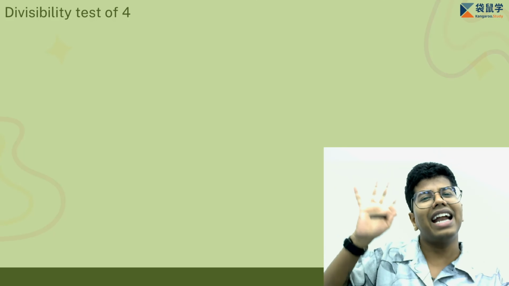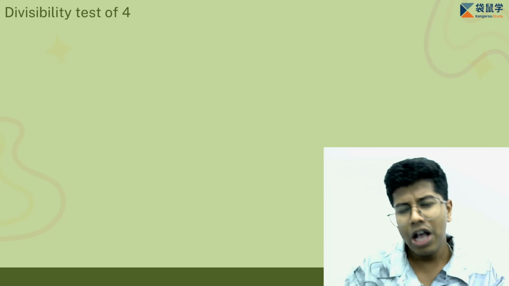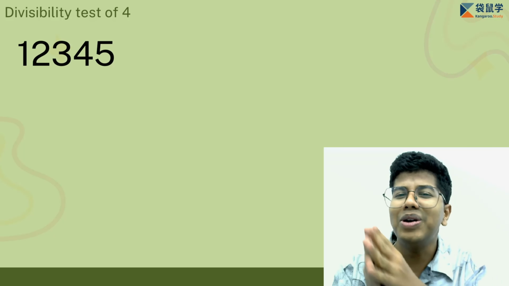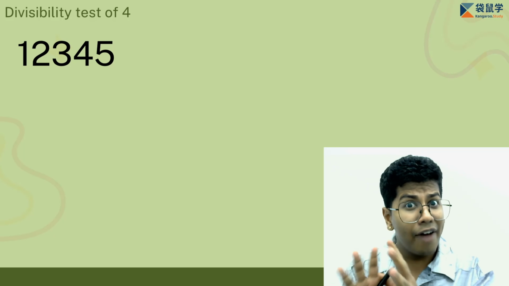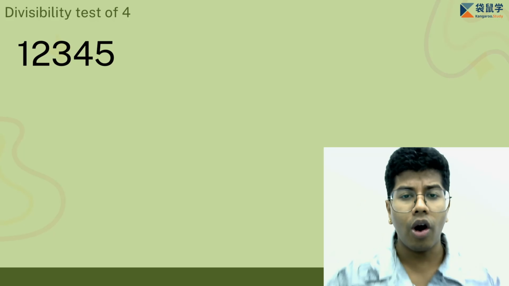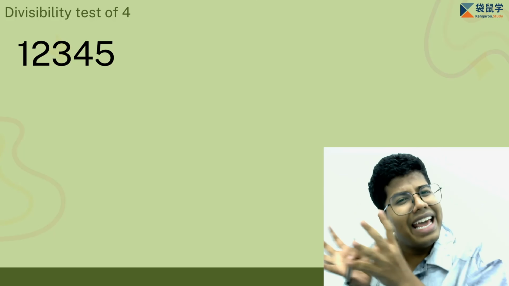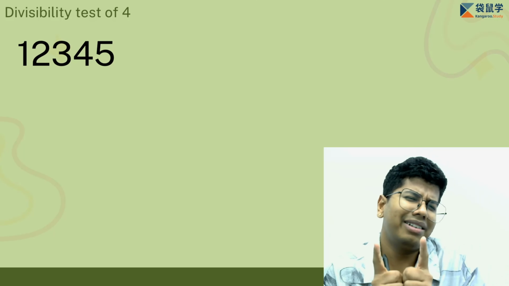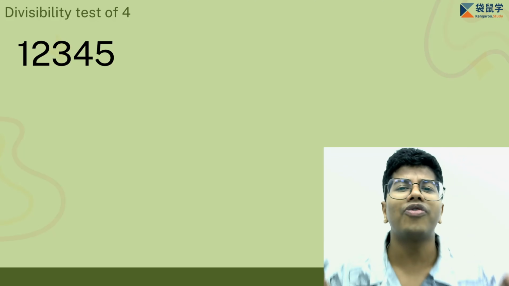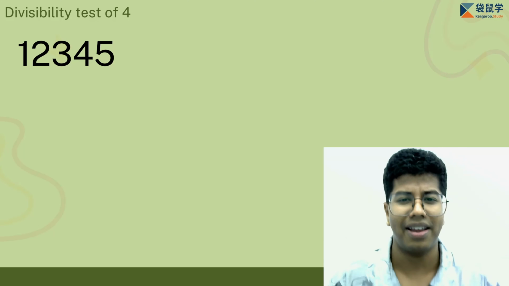So let's understand this using a short example. So let's say there is a number. There is a 5-digit number that is 1, 2, 3, 4, 5. And I have to check if this number is divisible by 4 or not. Now one method is directly dividing it by 4. But that's the normal method, right? Instead of this, let's try to find out how we can quickly check.